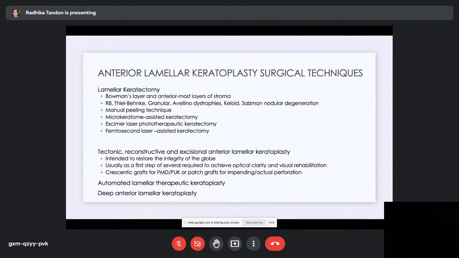The other thing is, you can do tectonic, reconstructive, and excisional anterior lamellar keratoplasty. So, if you have recalcitrant corneal ulcers which have not healed, you can intervene more early and go for a therapeutic procedure. It could be intended to restore the integrity of the globe or reduce the burden of infection. It can be used as a first step of several which may be required to achieve optical clarity and visual rehabilitation. An example would be crescent grafts for PMG, PMPUK, or patch grafts for impending or actual perforation. And then we have automated lamellar therapeutic keratoplasty and deep anterior lamellar keratoplasty.